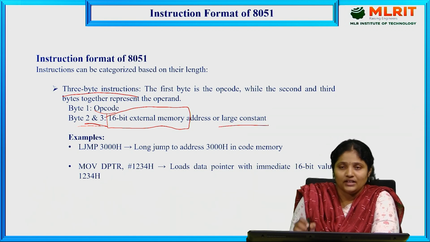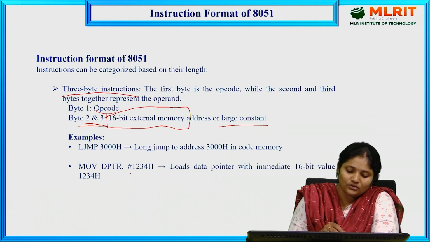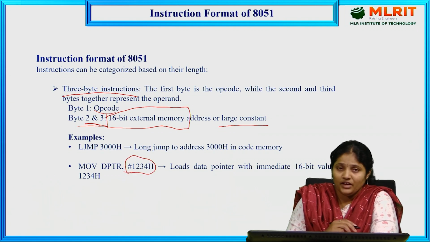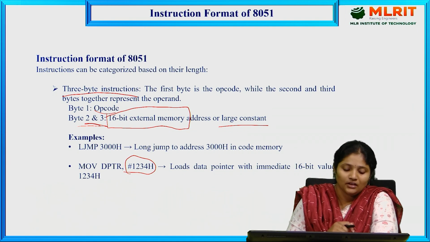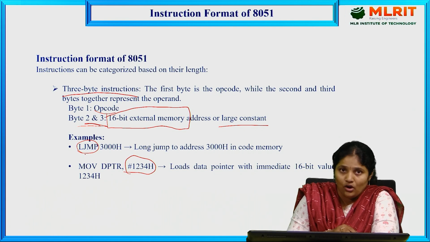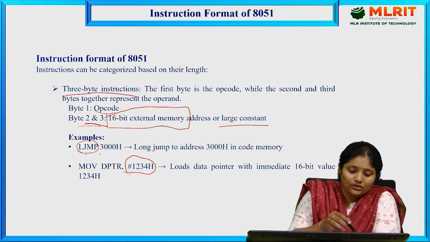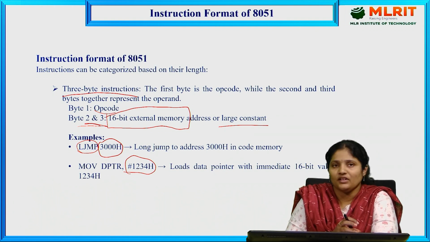Or for large constants, like loading data into the DPTR. As DPTR is a 16-bit register, we need to load 16-bit data. This 16-bit data used in that particular instruction is held using 2 bytes of memory. So that's why this comes under the 3 byte instructions. Here, an example I have already given is LJMP, the long jump. What we are specifying means you need to move to this particular address location, which is 300H. So such examples can be considered 3 byte instructions.